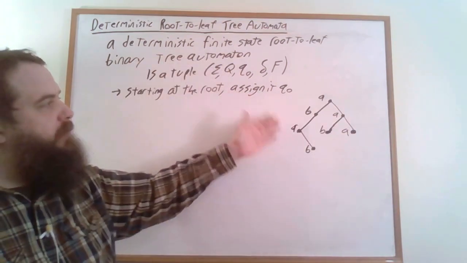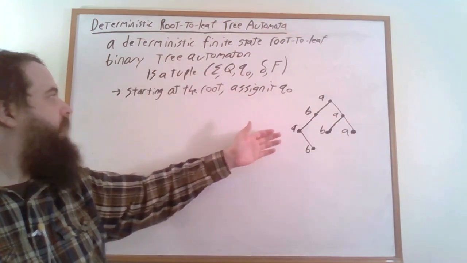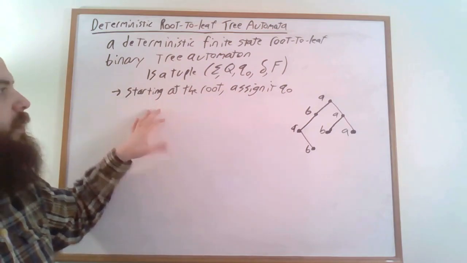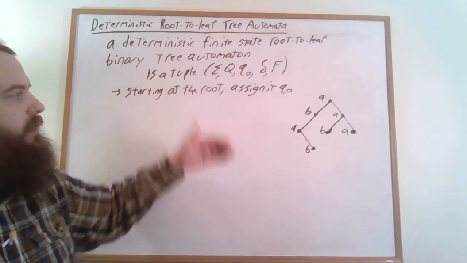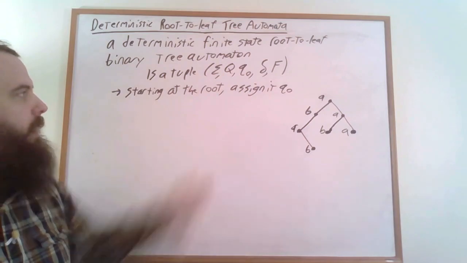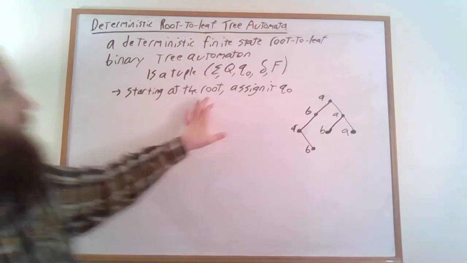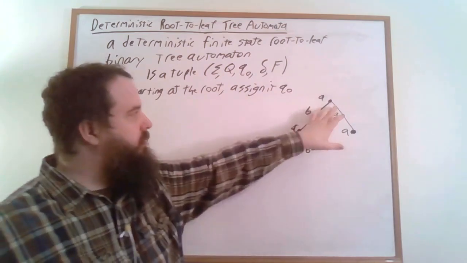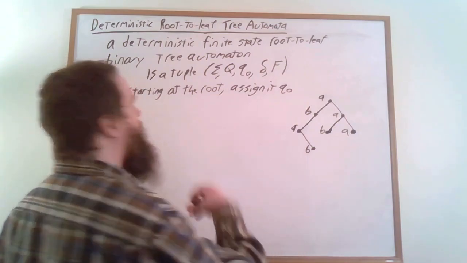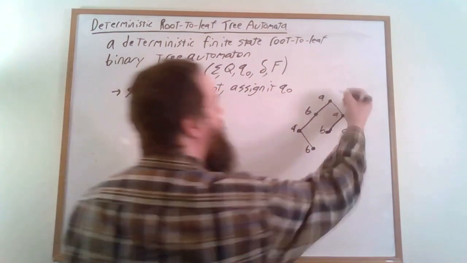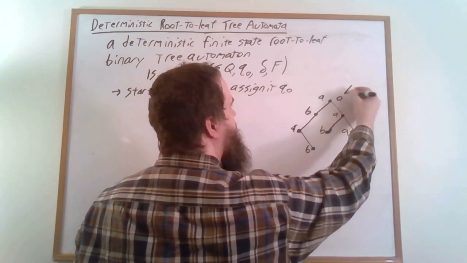So suppose that we have some sort of rooted labeled binary tree. We're going to, starting at the root, assign states to all of the different nodes of the tree. And we're going to start off by assigning the root the start state. So let's say that for a particular automaton, the start state is state 0.